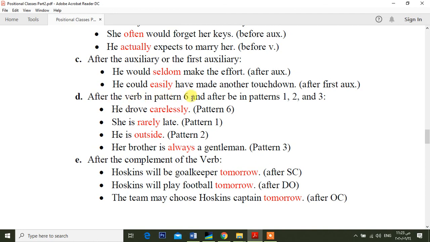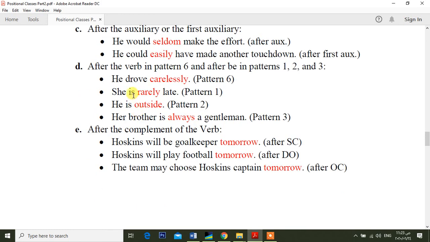After the verb in pattern 6 and after be in patterns 1, 2, and 3. He drove carelessly. Pattern 6: carelessly is positioned after the verb. This is in pattern 6. And after be in patterns 1, 2, and 3. Here rarely also: she's rarely late and he's outside. Pattern 2: and her brother is always a gentleman.